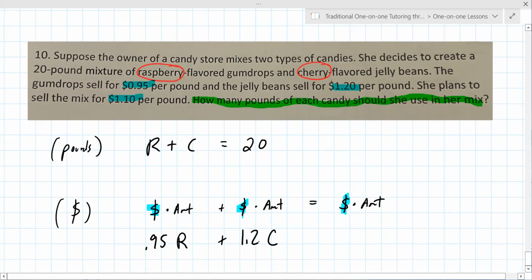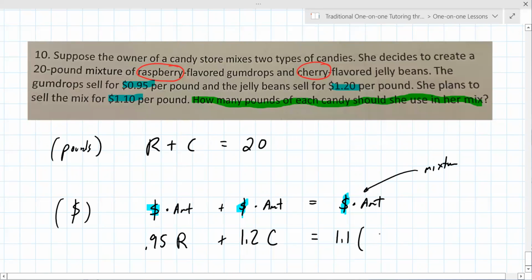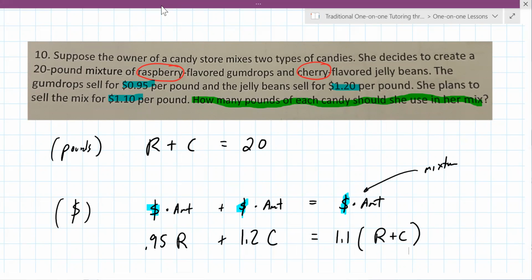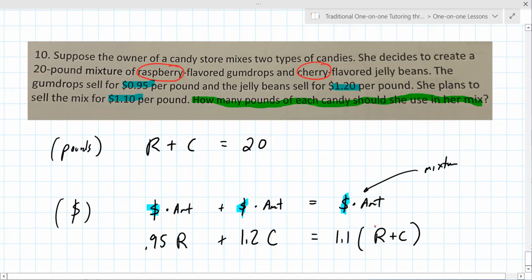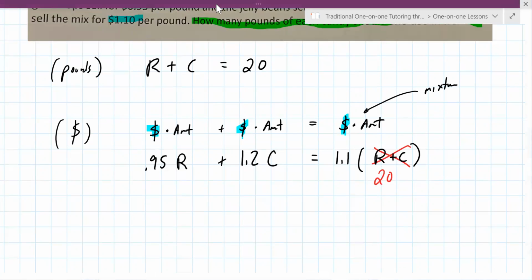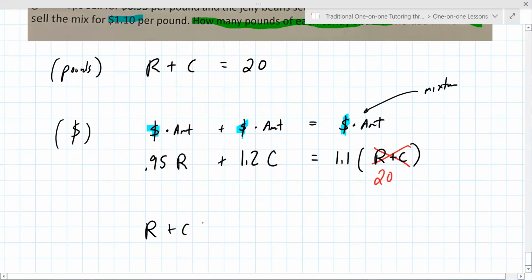Okay. And then the one on the right here is the mixture. What would be the dollar of the mixture? 1.1. Now the mixture contains both R plus C, but what is the value of R plus C? 20. So you don't put that, you actually put 20 in there. Okay. So here are your two equations to summarize this. R plus C equals 20, and then 0.95R plus 1.2C equals 1.1 times 20.